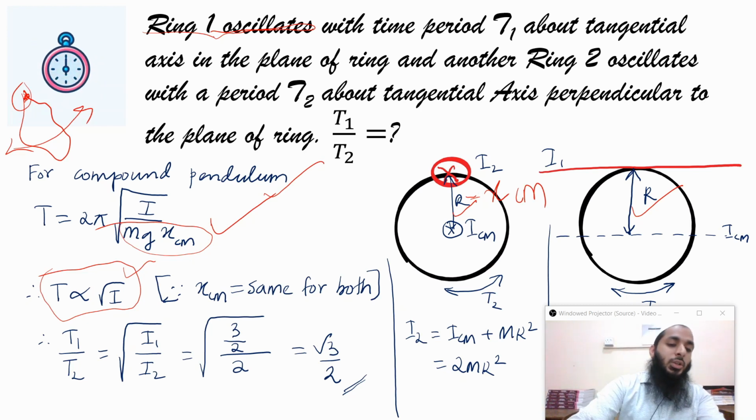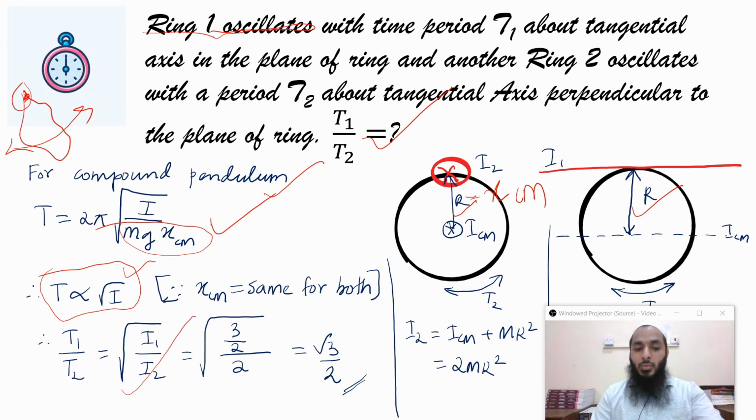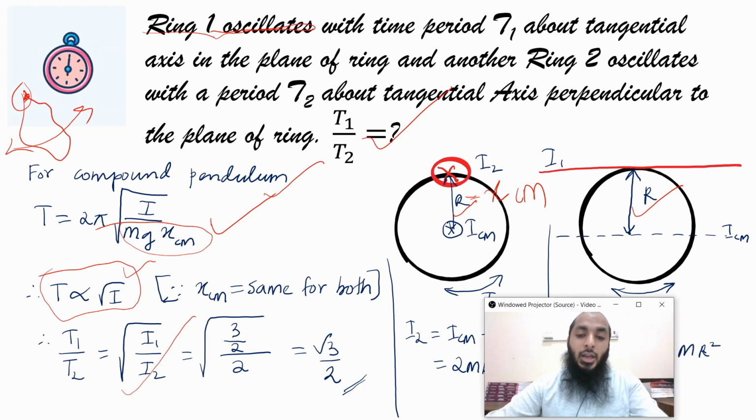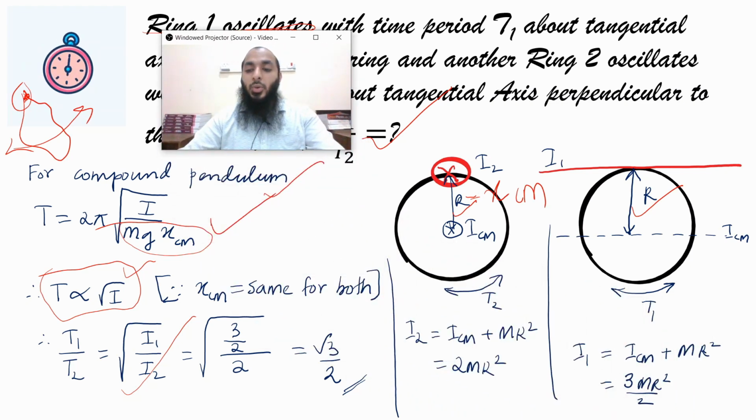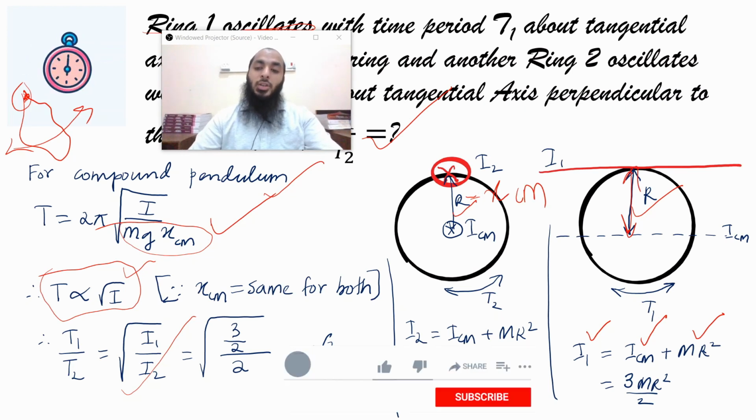So T1 by T2 is to be found out. T1 by T2 is nothing but root of I1 by I2. But I1 and I2 you have to find separately. So let's find I1. We can apply the parallel axis theorem. The parallel axis theorem says the moment of inertia about any axis is equal to the moment of inertia about the axis passing through the center of mass, plus m into distance squared. The distance between the two axes is r. So m r square you have to add to the moment of inertia about the center of mass.